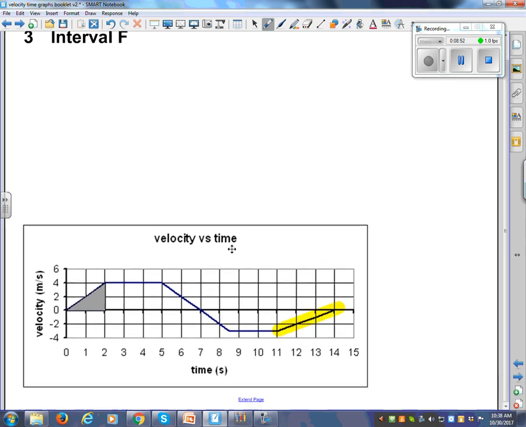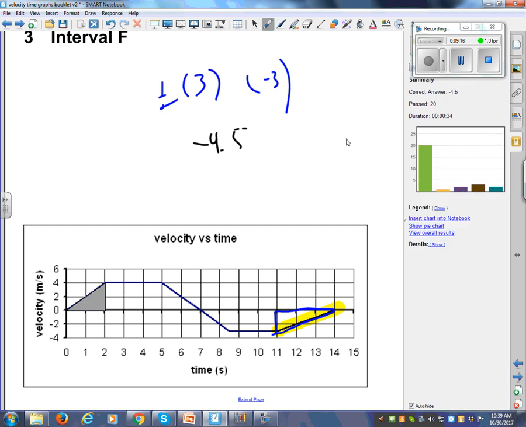Interval F, again, is a triangle. 1/2 the base times the height. The base is from 11 to 14. That's a distance of 3. The height is from 0 down to minus 3. So 1/2 of 3 times minus 3, which would be minus 4.5. Hopefully that's the right answer.